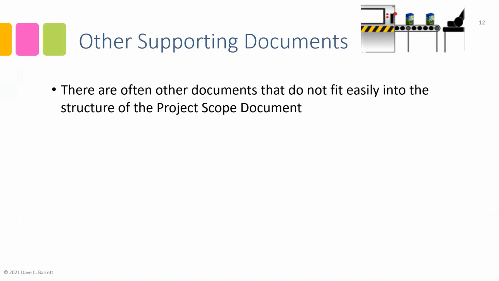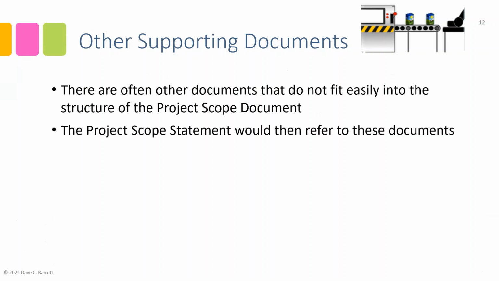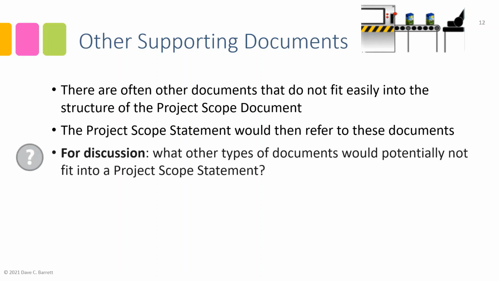There may be other supporting documents. There are often other documents that do not fit easily into the structure of a project scope statement. A project scope statement is normally done in Microsoft Word or a similar product, and there are types of information that don't fit well into a Word document. In that case, the project scope statement would refer to these documents, kind of like an index, that would say, as well as documents A, B, and C, and they would be considered to be appended to the project scope statement.